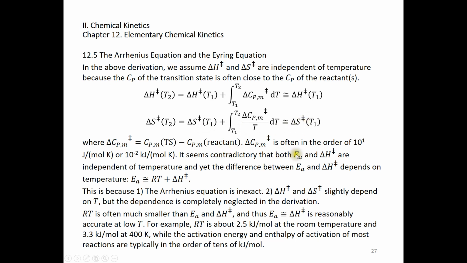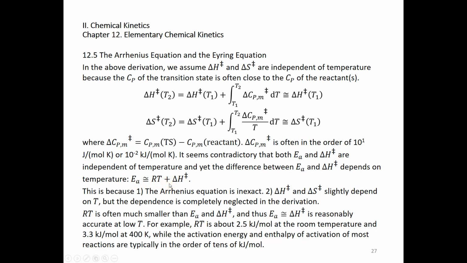Previously, we said the activation energy is equal to the enthalpy of activation plus RT. But if we assume both EA and delta H are independent of temperature, why does the difference between these two depend on temperature? Again, if you look at this, the activation energy minus the enthalpy of activation is approximately RT. So that's dependent on temperature. But we did assume the activation energy is independent of temperature. We assumed enthalpy of activation is independent of temperature. But now the difference depends on temperature.